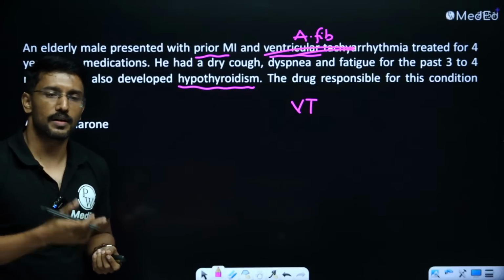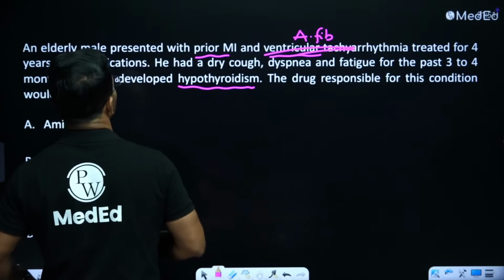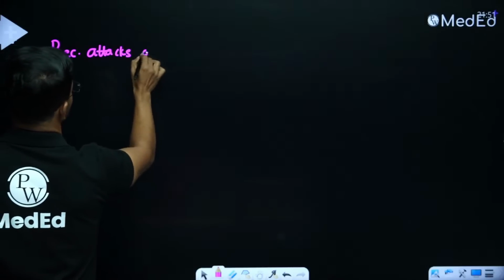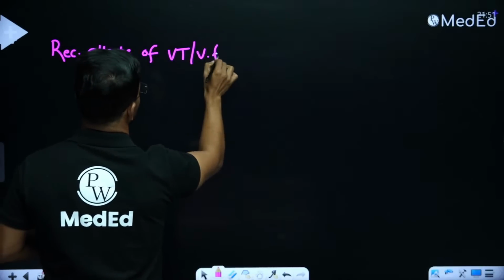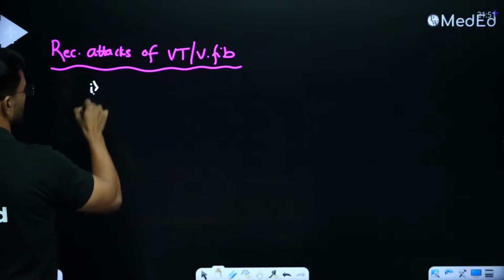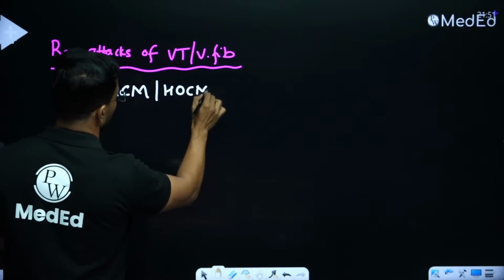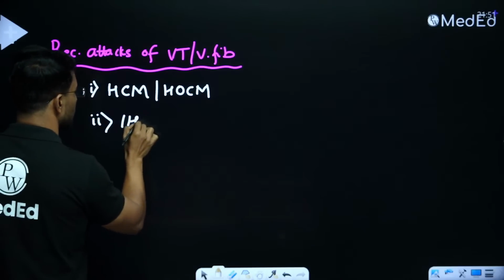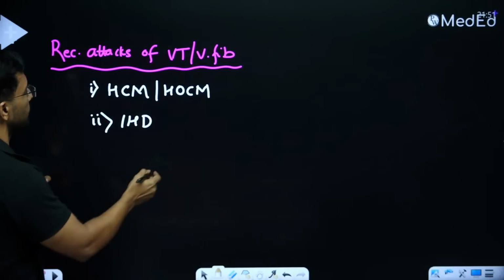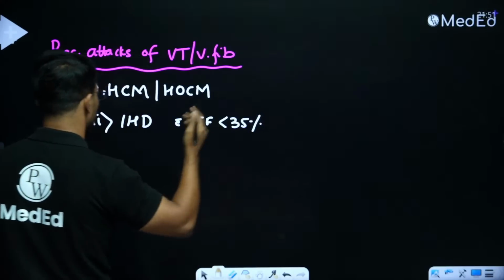What is the best way of treating a recurrent attack of VT? Okay, this is also an MCQ zone. Which conditions are associated with recurrent attacks of VT? Recurrent attacks of ventricular arrhythmias, attacks of both VT as well as VFib. The first thing that should come to your mind when a patient has a history of recurrent attacks of VT is hypertrophic cardiomyopathy or hypertrophic obstructive cardiomyopathy. The second one is ischemic heart disease. So if you have MI or any form of ischemic heart disease, you are at increased risk of developing VT/VF, especially if you have an ejection fraction less than 35%. There is a high risk of developing recurrent attacks of VT.